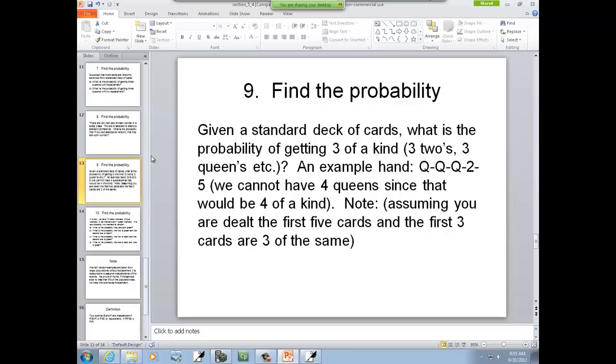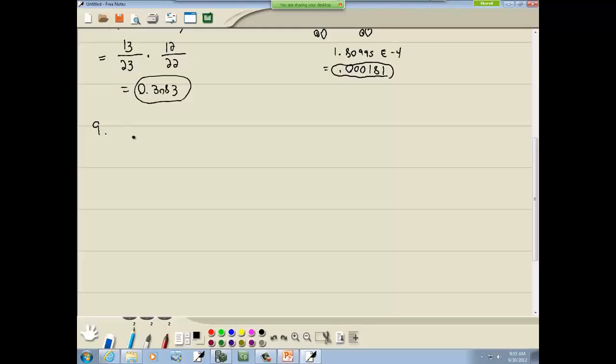Number 9. Given a standard deck of cards, what is the probability of getting 3 of a kind? 3 2s, 3 queens, etc. An example hand: queen, queen, queen, 2, 5. We cannot have 4 queens since that would be 4 of a kind. Note, assuming you are dealt the first 5 cards and the first 3 are 3 of the same. Just to make it very simple so we don't think too hard on it.